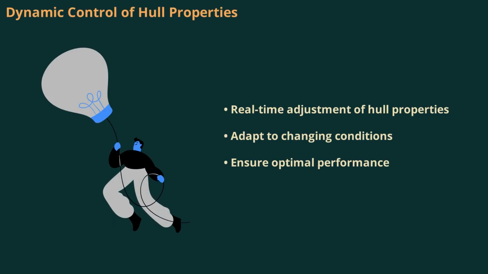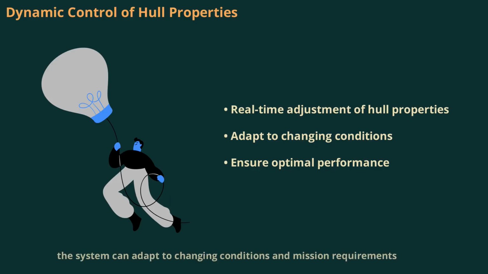The ability to dynamically control the properties of the hull, such as stiffness, inertia, and response to external forces, is made possible by the programmable nature of the multi-flavor polariton fields. By adjusting the parameters in real time, the system can adapt to changing conditions and mission requirements, ensuring optimal performance at all times.